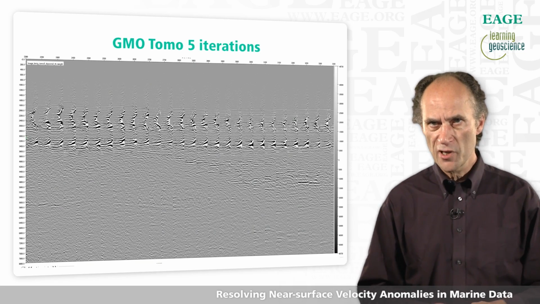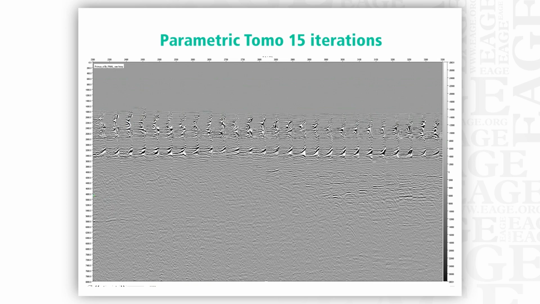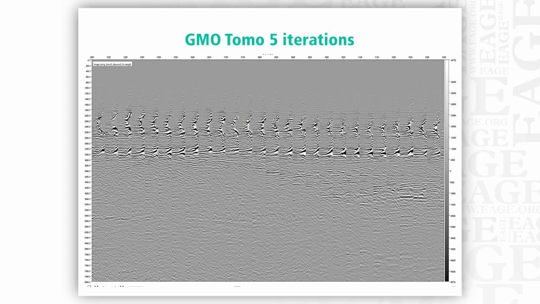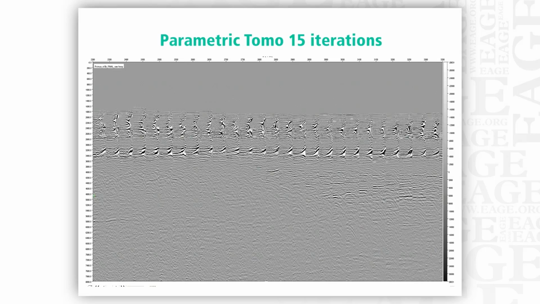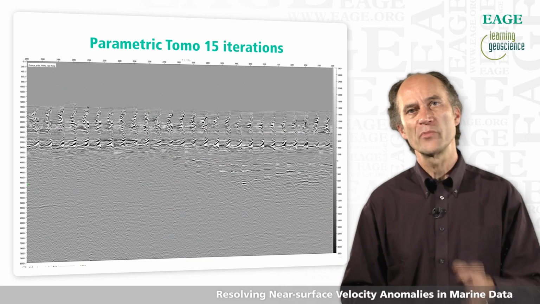After generalized picking with 5 iterations and parametric picking with 15 iterations, the results are more or less the same here. We have sort of converged after a lot of iterations of conventional parametric tomo. So another point here is we should be able to converge more rapidly with the generalized move-out picker.